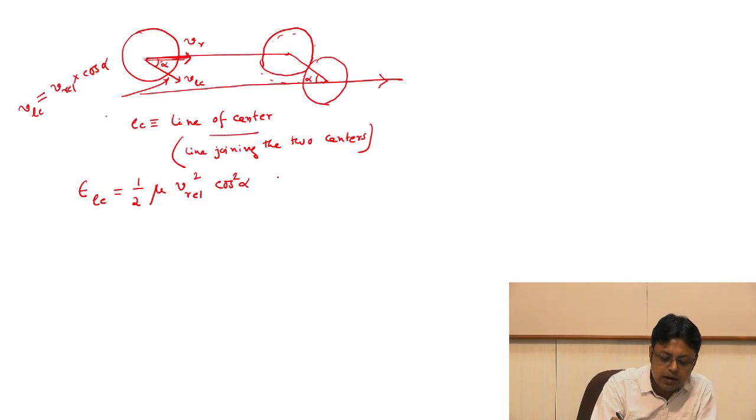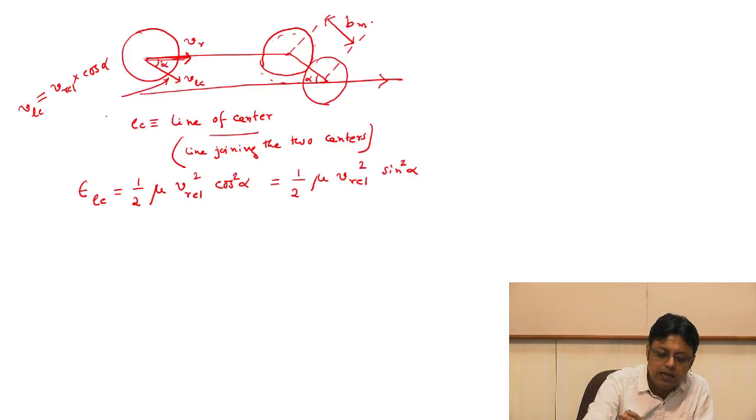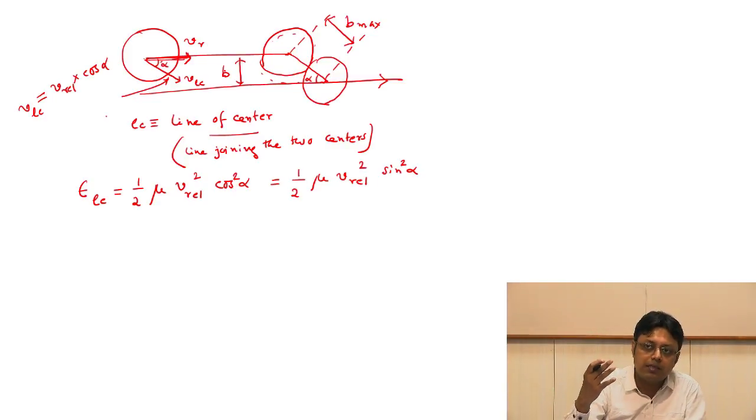Now cos square alpha, I can easily write as 1 minus sine square alpha. Now the question is, how will I write sine square alpha? Think about it. What is this distance? This distance is nothing but RA plus RB, the line joining the two centers. So this is b max. And this I'm calling b. So b is a variable, the center to center parallel distance. But b can be at most b max.